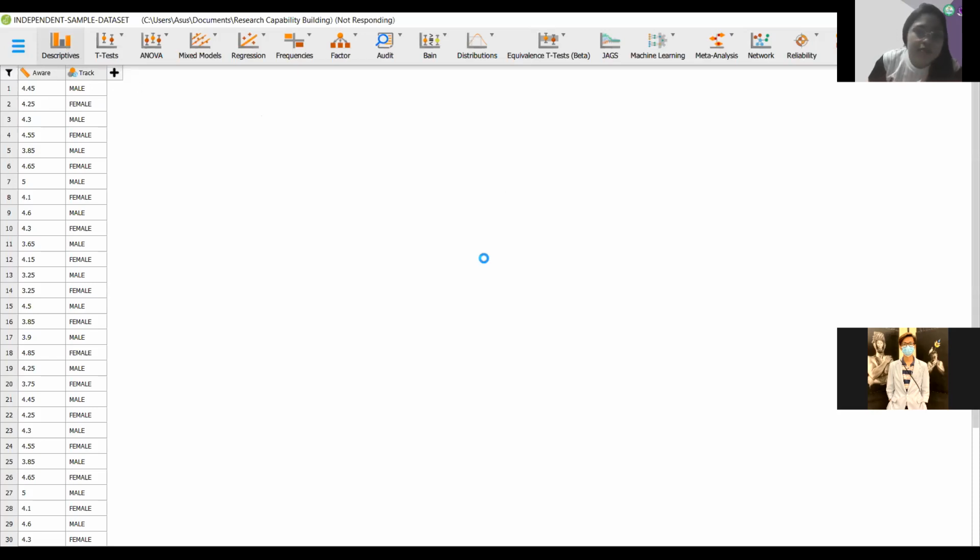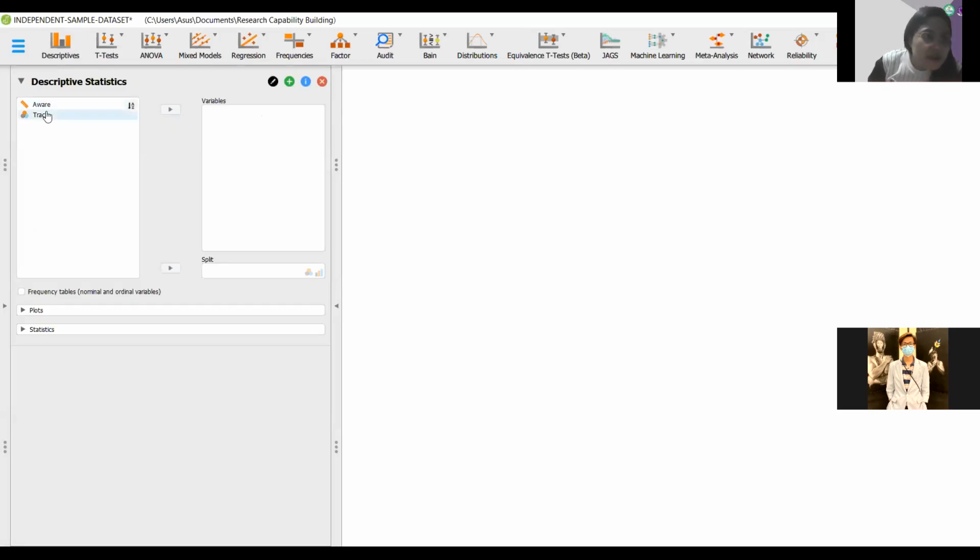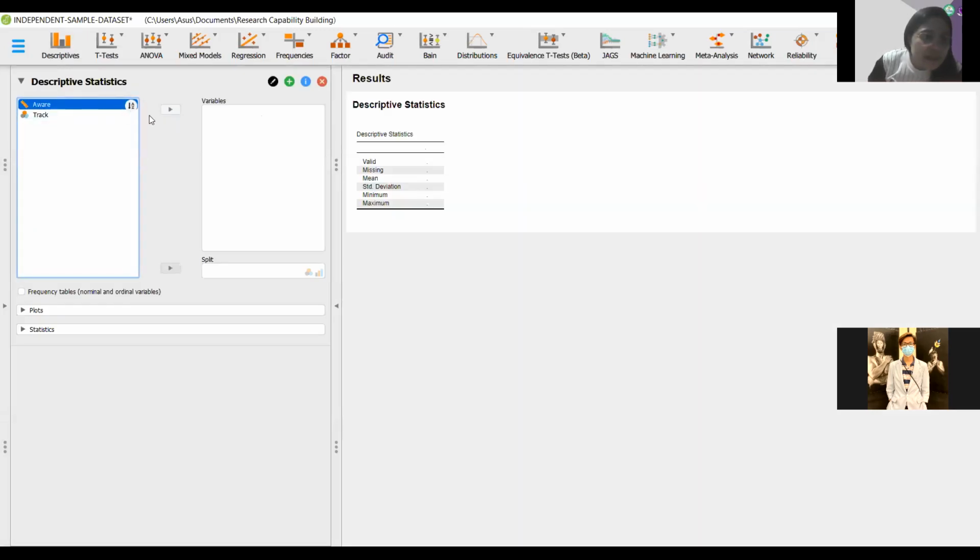It lags. Just patience is a virtue. Okay, and then the numerical data is the one entitled aware, so I'll just transfer it here under the variables, and as you can see, automatically it will give you a table with the mean, and take note, here's the standard deviation.